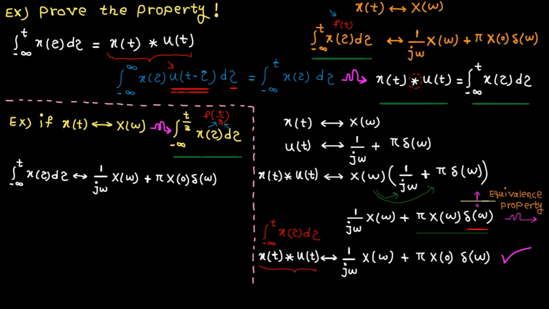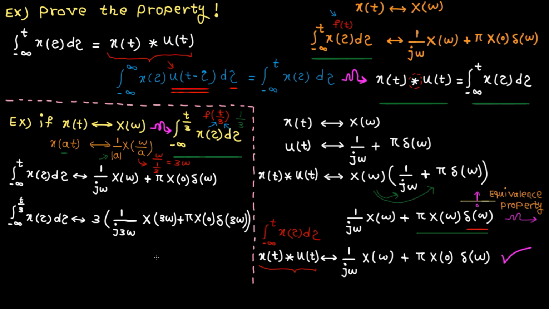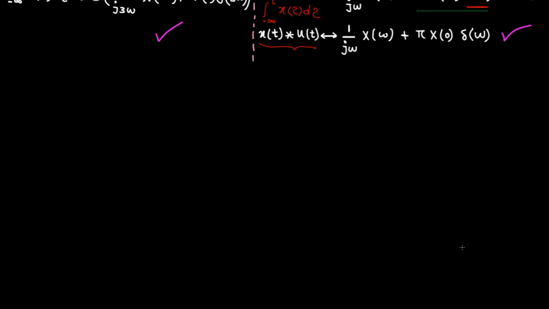Now to solve this example, let's start from the time integration property. Then we need to scale the time and use time scaling property where a is 1/3. So if we scale t by 1/3, we just need to multiply the Fourier transform by 3 and replace omega by omega over 1/3, which is 3 omega. Here we go. Done. Last example.